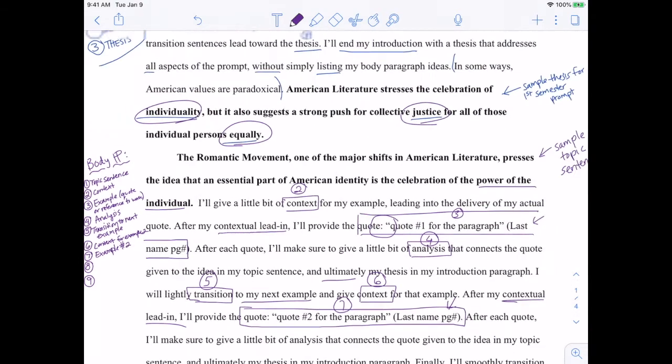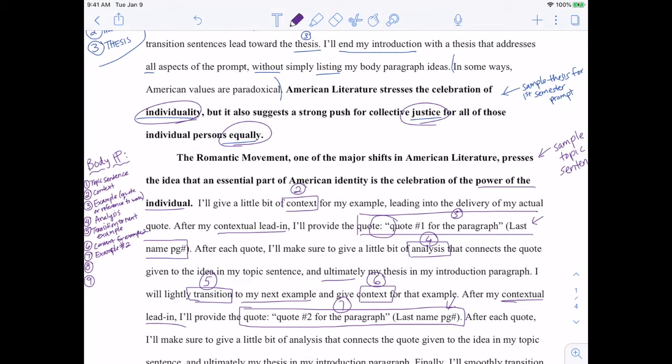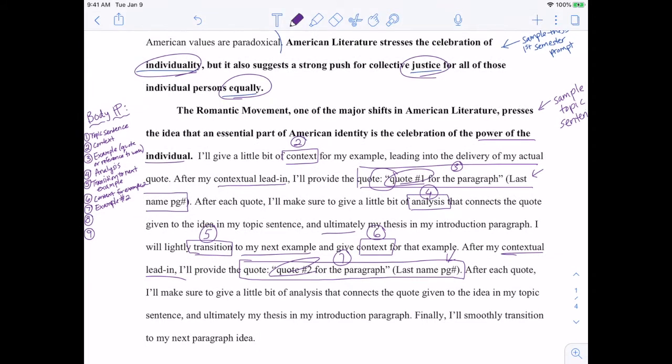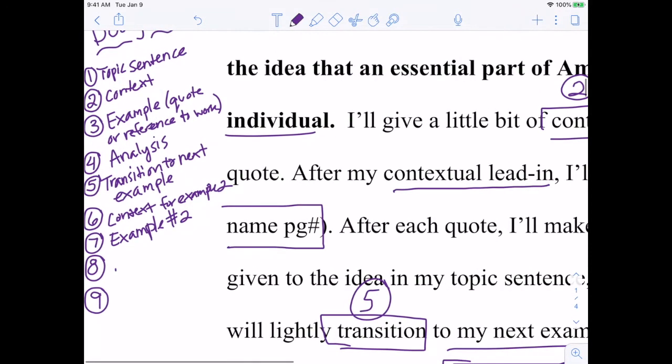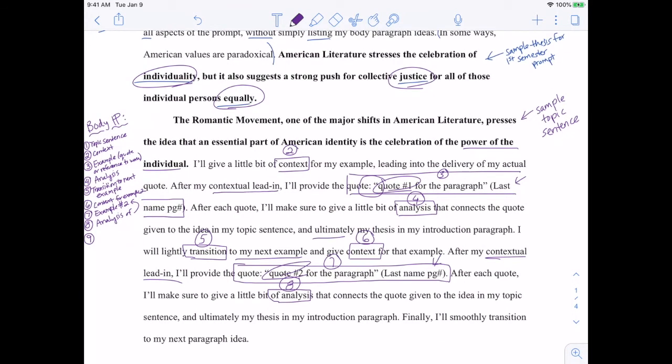What is important is that you have at least one direct quote per paragraph. Okay, so if you have 2 quotes, that's fine, but at least one of your examples, either quote number 1 or quote number 2, has to be a direct quote. Okay, once again, this part's repeated here, but it says after each quote, I'll make sure to give a little bit of analysis. Okay, that connects the quote given to the idea in my topic sentence, and ultimately my thesis in my introduction paragraph.